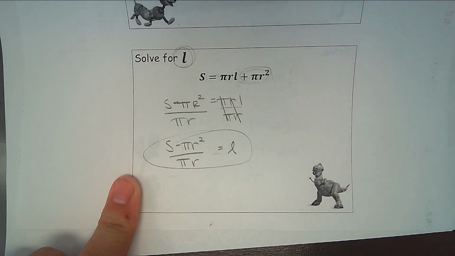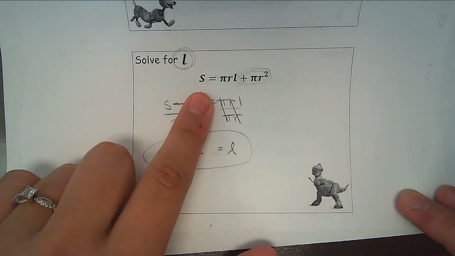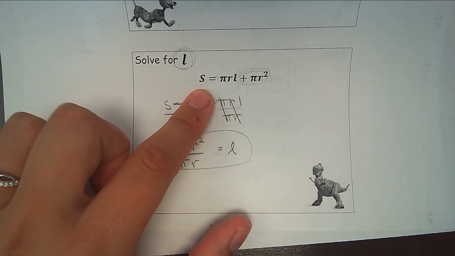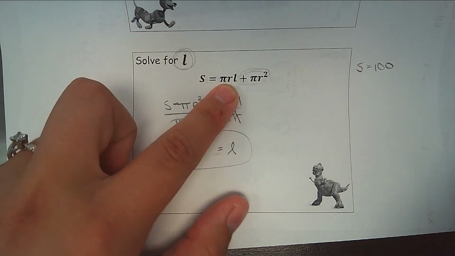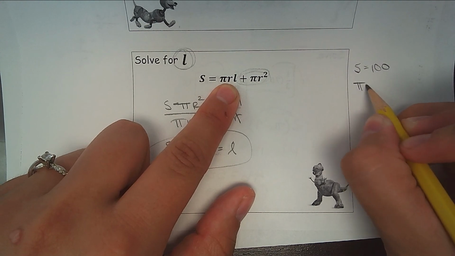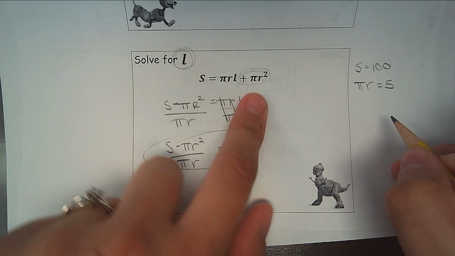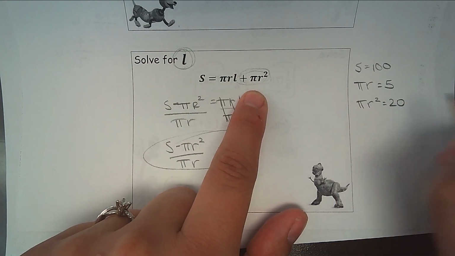It can be kind of tricky though because there's so many variables in it. So one thing sometimes that I'll do is I'll just put numbers in for the variables that I'm not solving for. So for example, I want to solve for L, so I'm just going to say S is 100. I'm just pulling that out randomly. I'm going to say pi r equals 5. Again, just making up numbers. And pi r squared, I'm going to say is 20.